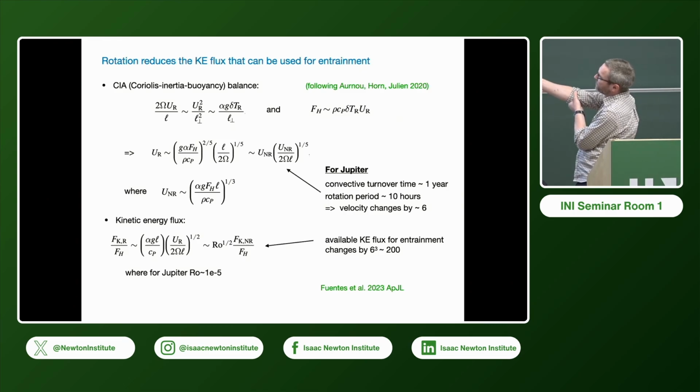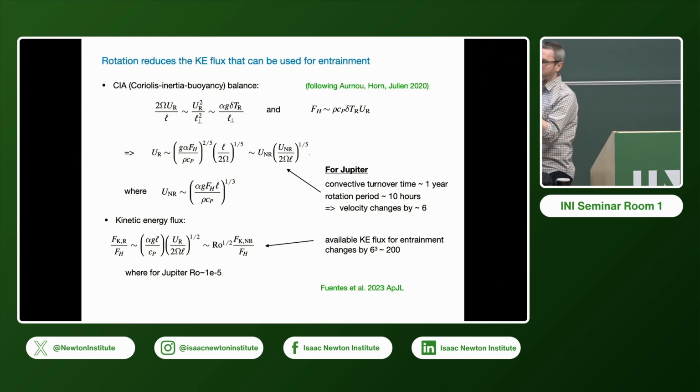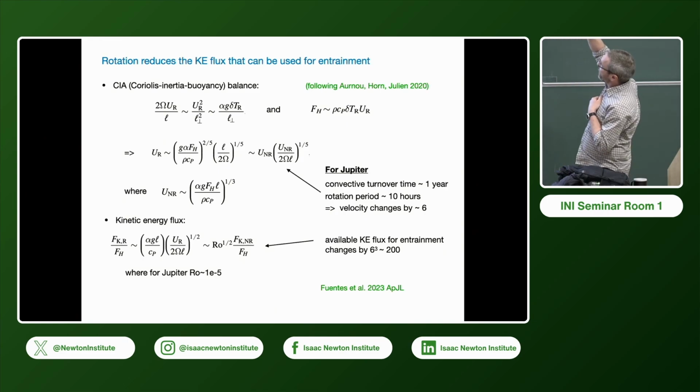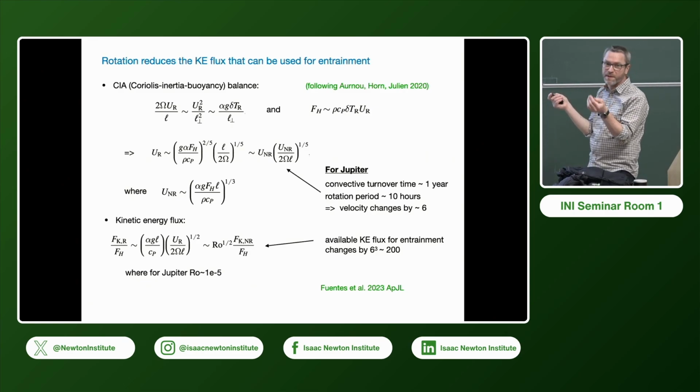What would rotation do? So you can go to these CIA scalings, where you balance the Coriolis, inertial, and buoyancy forces for rapidly rotating convection. So you see how I'm just writing down the Coriolis term, the inertial term, and then this is the buoyancy force in terms of a temperature contrast. And if you work through this, following Ono 2020, you get these scalings where you can relate the velocity in the rotating convective system to the non-rotating velocity, multiplied by the Rossby number to some power.